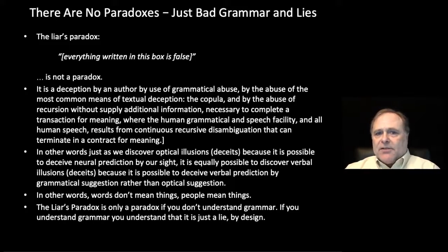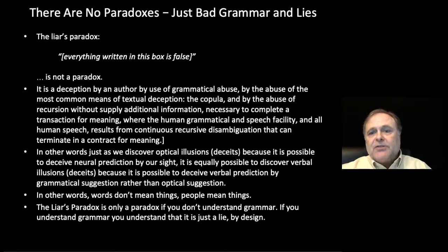Next, there are no paradoxes. So I should have put this by philosophy. There's just bad grammars and lies. "Everything written in this box is false" is just a deception because it makes use of the grammar of continuous recursive disambiguation without contributing more information to the act of recursion, the back reference. So it basically creates a logical loop. So no, you can't. Words don't mean things, people mean things. The person who constructed this was constructing a deception by means of taking advantage of our ignorance of grammar and the rules of grammar that language is dependent upon.